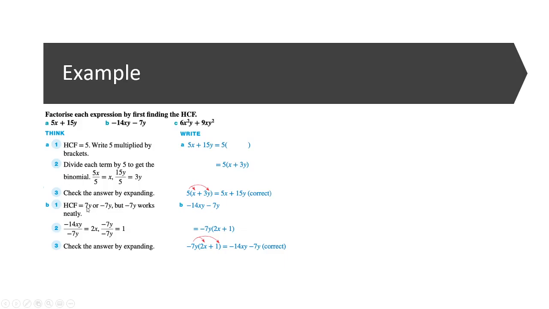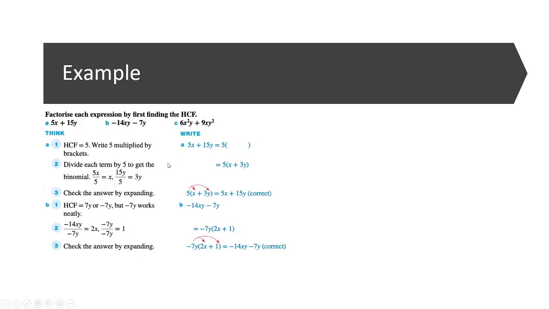Now we could use 7y or negative 7y, but negative 7y actually works a little bit better because it gets rid of that negative inside as well. So if we bring the negative 7y out the front, negative 14xy divided by negative 7y is 2x. And negative 7y divided by negative 7y is 1, so we just write plus 1 because the negative and the negative make a positive. Then again, we can check by multiplying the negative 7y back in to give us the original expression, and that's the same as our expression up there.